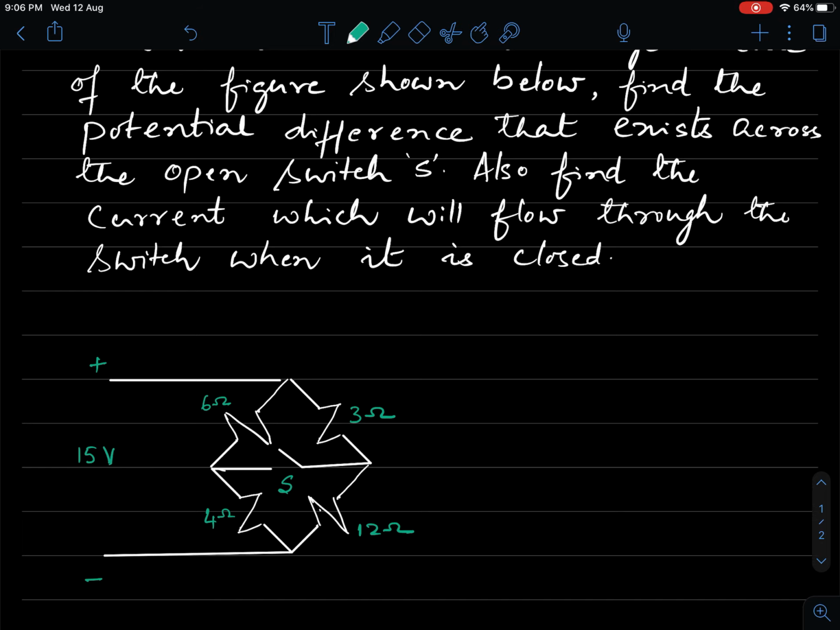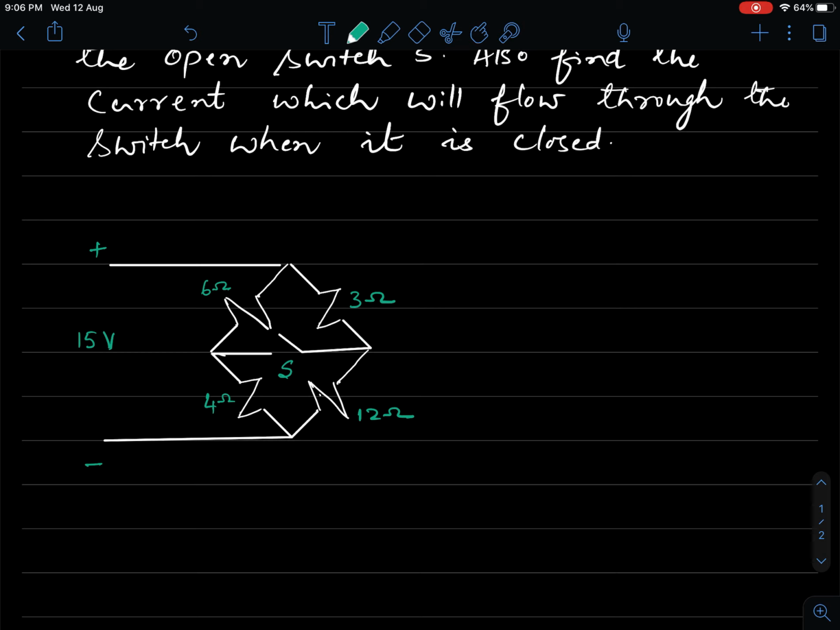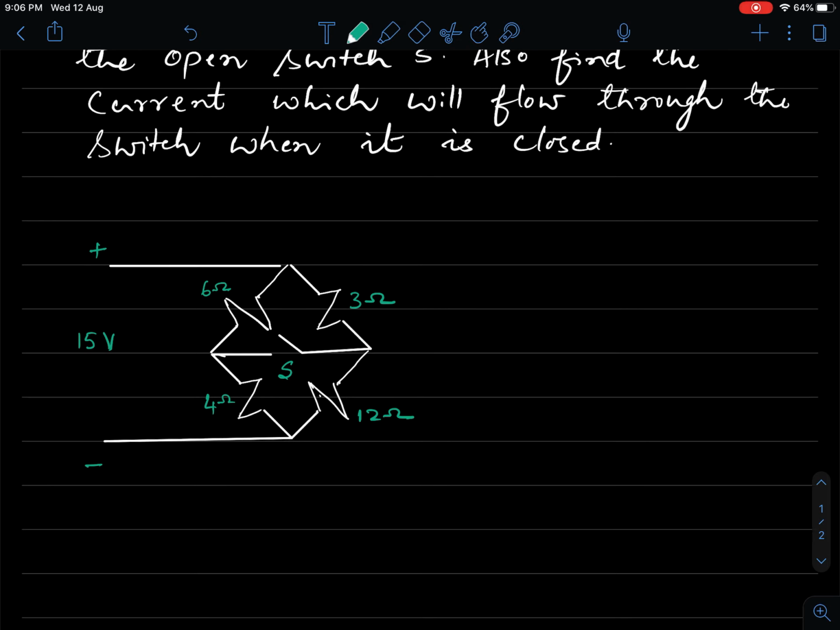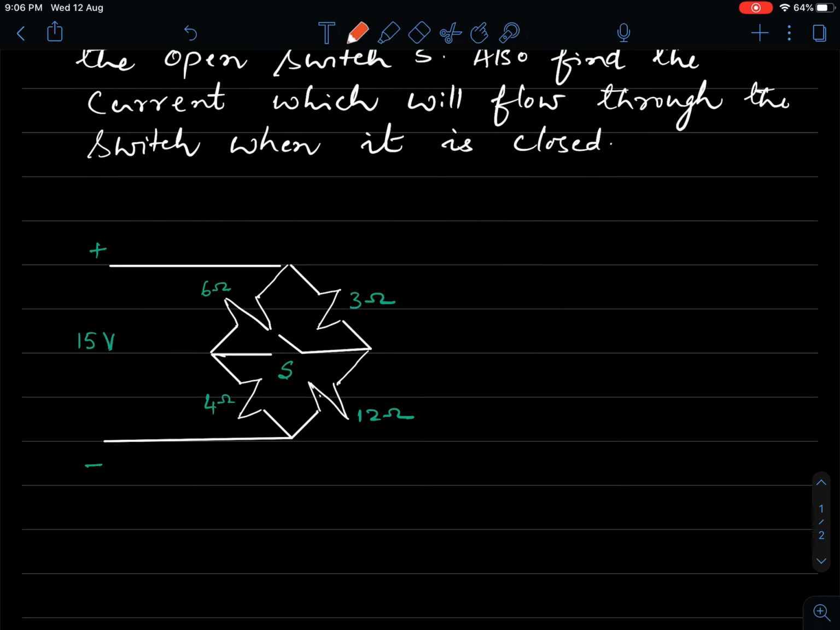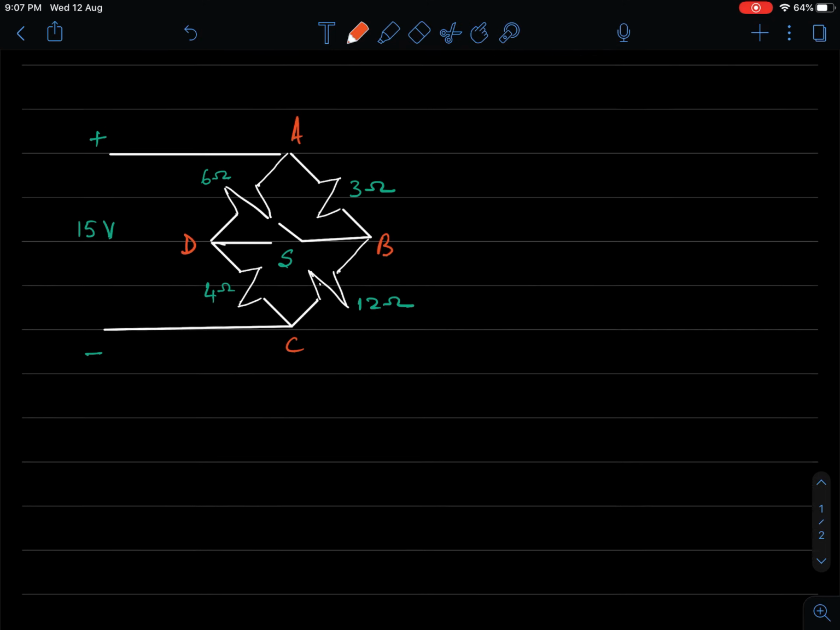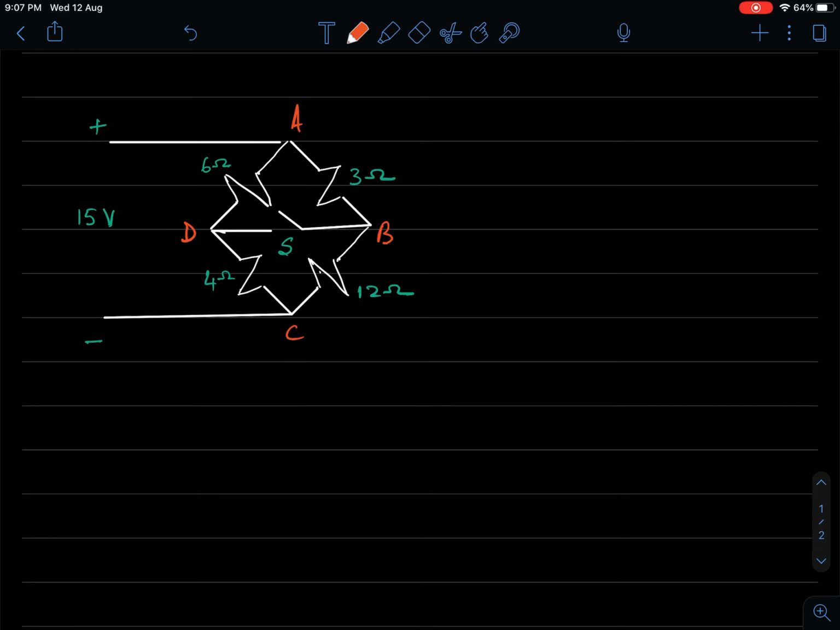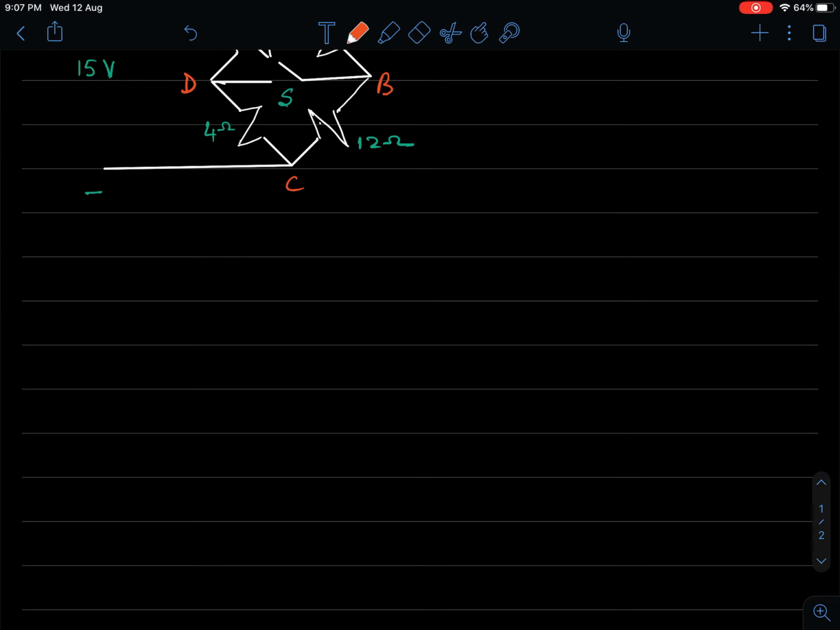To begin with, let us try to name the junctions or the nodes so that we can refer to them as and when needed. I will name the junctions. This is A, B, C and D. Okay, we will write the first part of the network. This is the problem given. So part A of the problem.